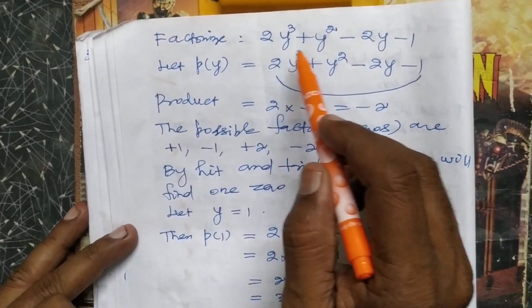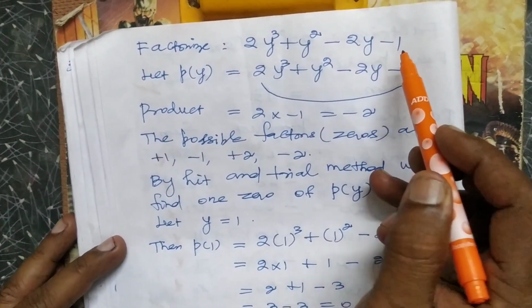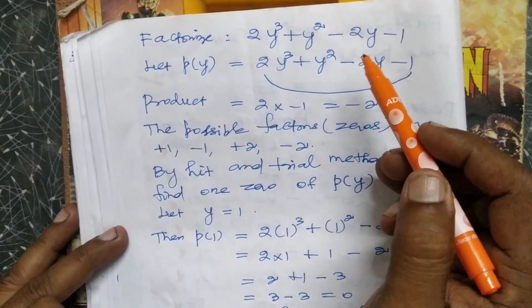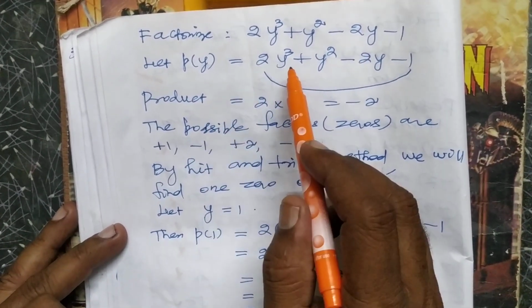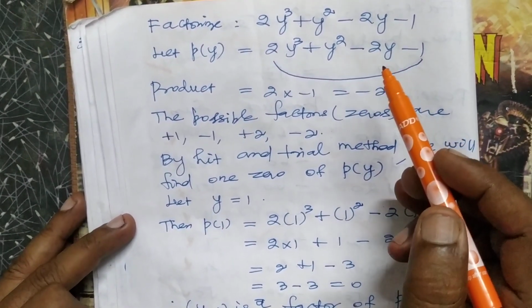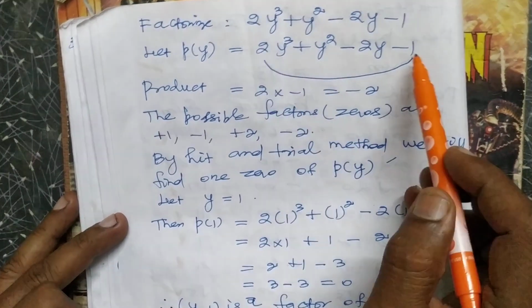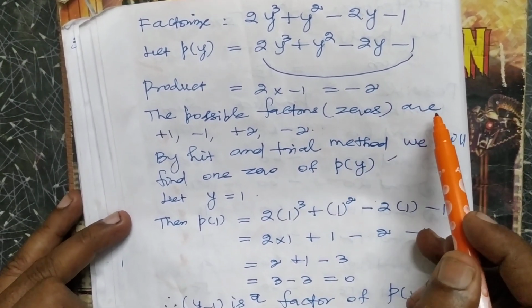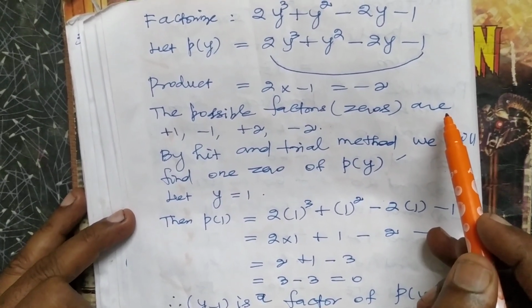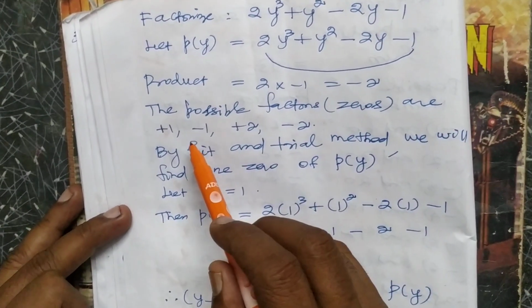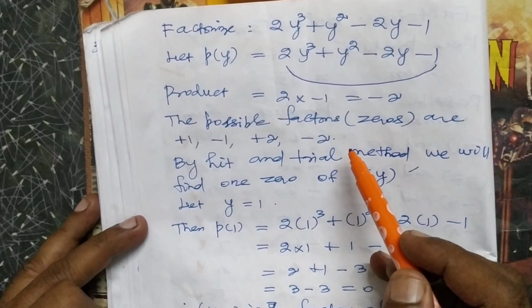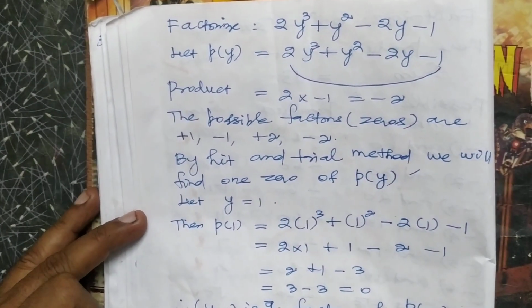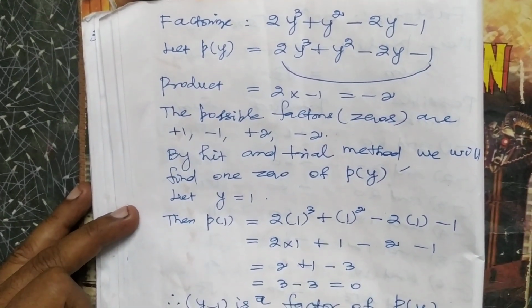First factorize 2y cube plus y square minus 2y minus 1. Take the given polynomial, as the variable is y, as p of y. First you multiply 2 into minus 1, which is minus 2. The possible factors of 2 are plus or minus 1, plus or minus 2. All the possibilities. First, by the hit and trial method.